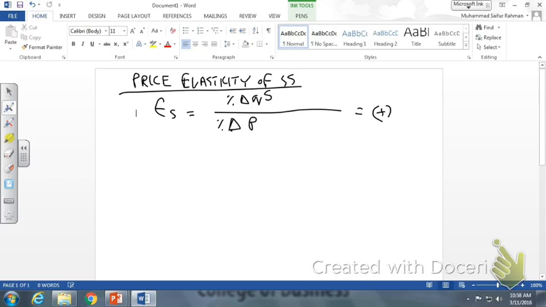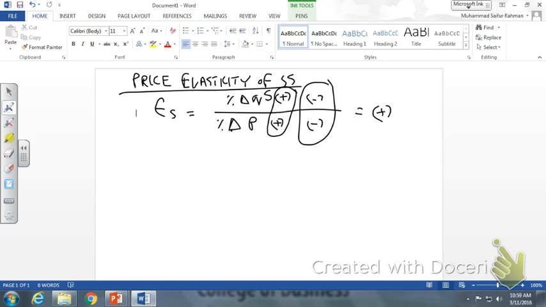Why? Because of the law of supply. According to the law of supply, if there is an increase in price, meaning that the price change is positive, quantity supplied is going to go up. So the sign is always positive. Or if there is a decline in the price, the quantity supplied will also go down. So it means that you have either 2 negative numbers or 2 positive numbers in the denominator and the numerator. So the resulting price elasticity of supply is always a positive number. So the sign again is irrelevant.